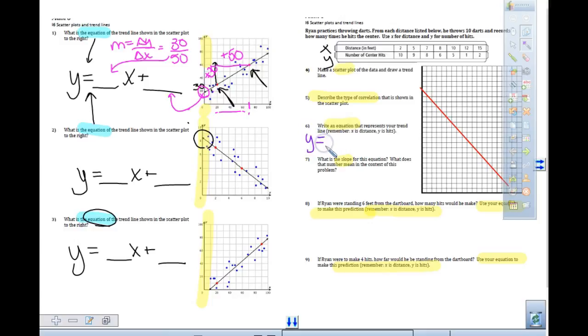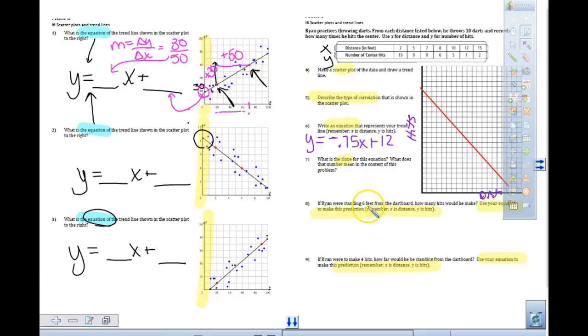Someone want to give me their equation. Y equaled what? Yes, Lily. Y equaled negative 0.75 x plus 12. So then it says, well, what does this negative 0.75 slope mean in the context of this problem? So I should have been talking about my distance here, right, in feet, and this was the number of hits on the dartboard.